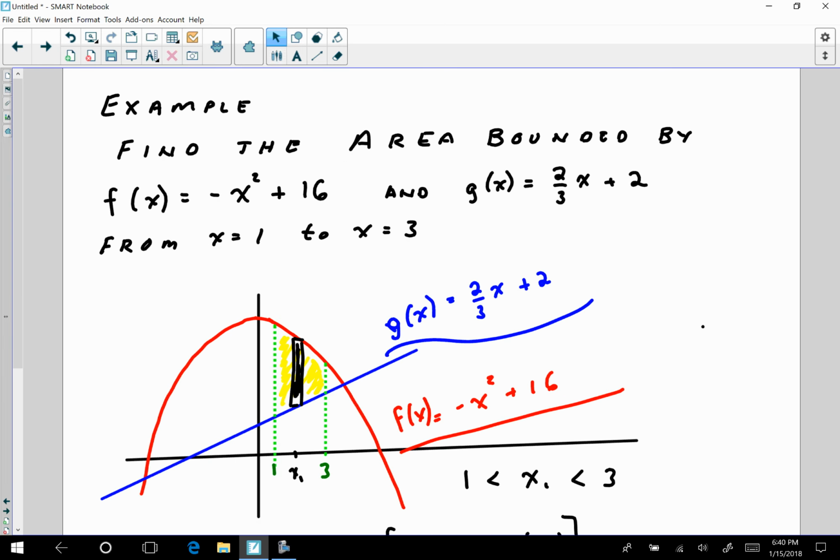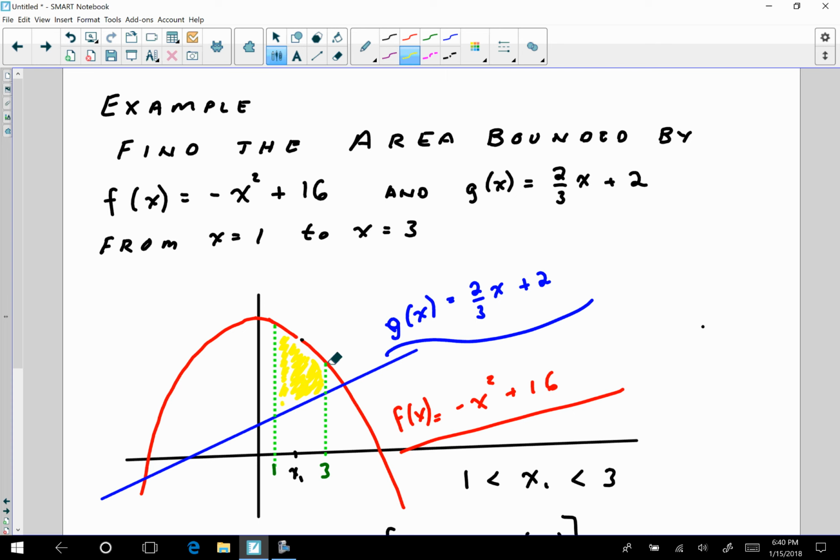So the example is: find the area bounded by the graph of f of x equals negative x squared plus 16 and g of x equals 2/3 x plus 2, from x equals 1 to x equals 3. And yes, indeed, we are going to use our graphing calculator. So don't get bogged down on coming up with the correct graphs, because we're going to make sure we come up with the correct graphs.